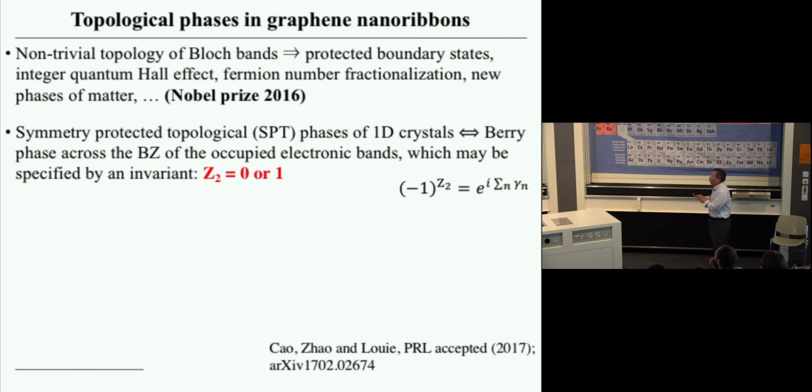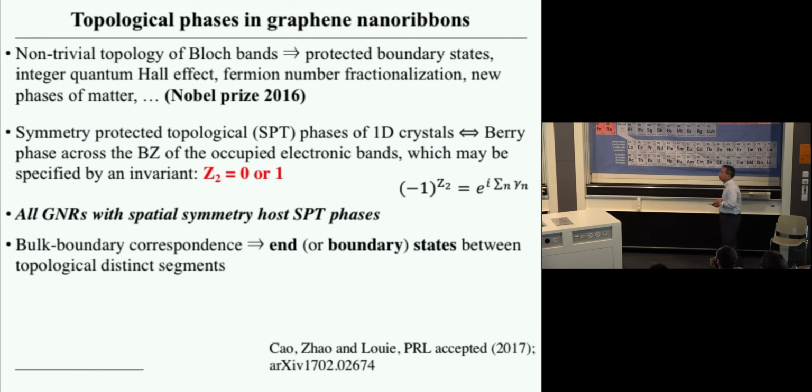Now, for 1D crystals, you could also have symmetry-protected topological phases, and that is characterized by the Berry phase that you pick up when you integrate across the Brillouin zone for all the occupied bands of your 1D crystal. And that could be characterized by a number, an invariant. We call that a Z2 invariant. It could be 0 or 1. And Z2 is defined by this relation, where gamma is the Berry phase that you pick up when you integrate across the 1D Brillouin zone.